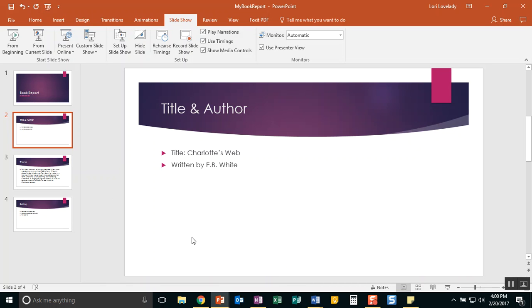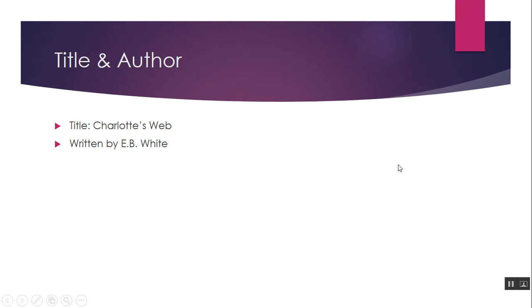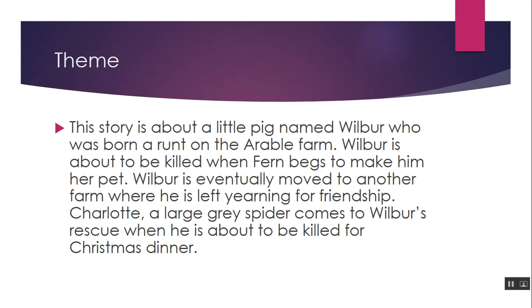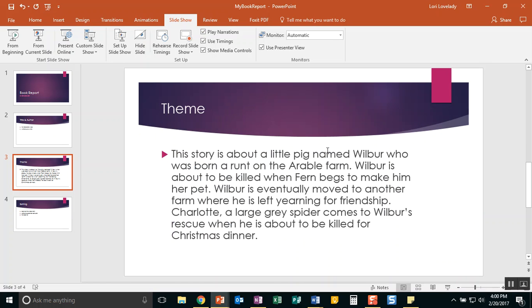Anytime you're running the slideshow and you want to exit out of it, you can, of course, click your right mouse button, get that quick menu, and say End Show, or you can just hit your Escape key, usually in the upper left-hand corner of your keyboard. You can hit Escape, and it will take you out of running the slideshow and back to normal view. So those are a few ways that you can run a slideshow.